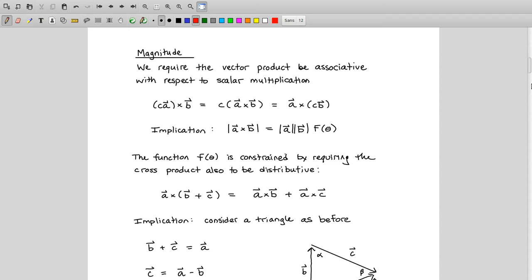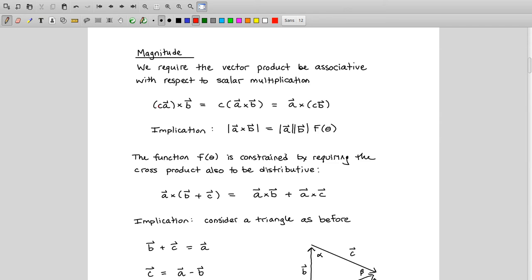Okay, so first we want the cross product to be associative with respect to scalar multiplication. If I have cA, a longer version of A, crossed with B, that should be the same as that constant c times the original A cross B. And it should also be the same as A cross the same longer version of B, scaled by the same proportion as A was over here.